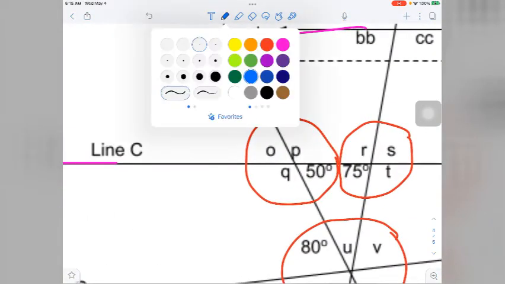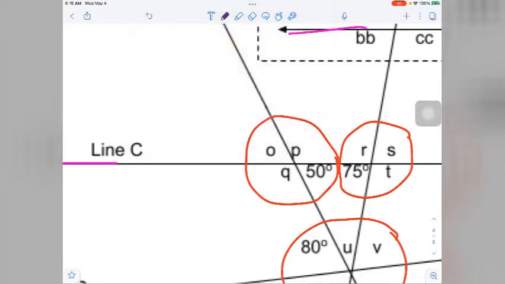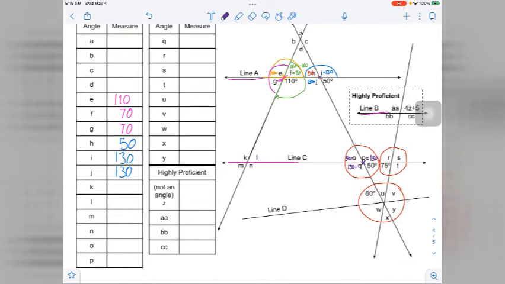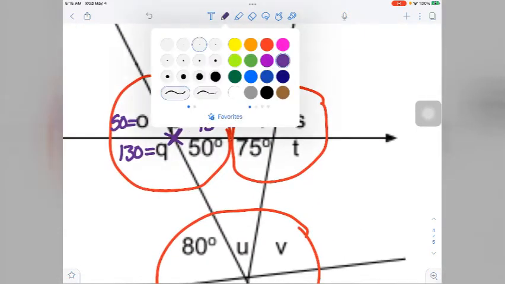Okay, so there's two intersections done. I'm going to use that same logic down here. Same thing. O is vertical with 50, so O has to be 50. And then P, we just did this math up there. P has to be whatever goes with 50 to make 180, so that's 130. And Q is vertical with 130, so Q can also be 130. So I can just write those in here. So that's O, P, and Q. O is 50, P is 130, and Q is 130.